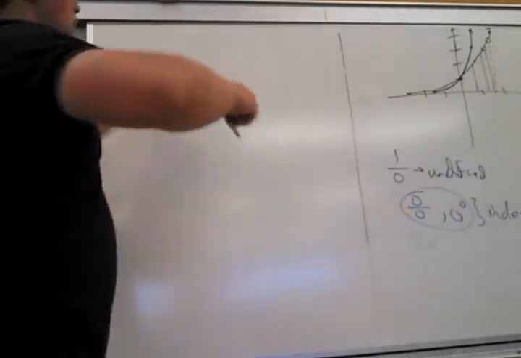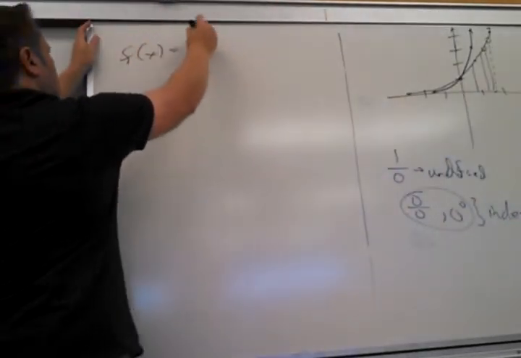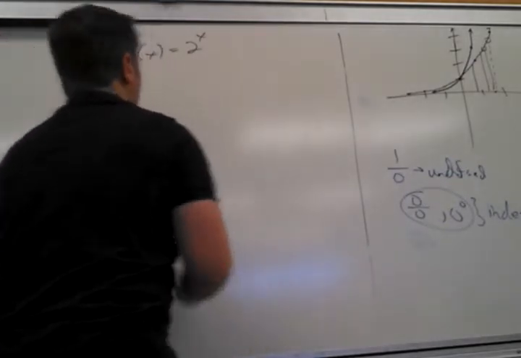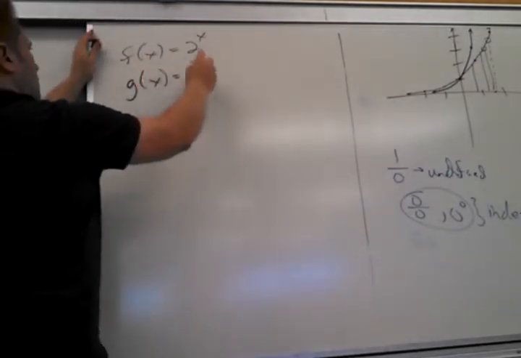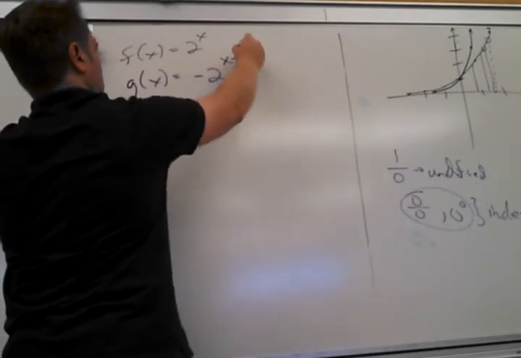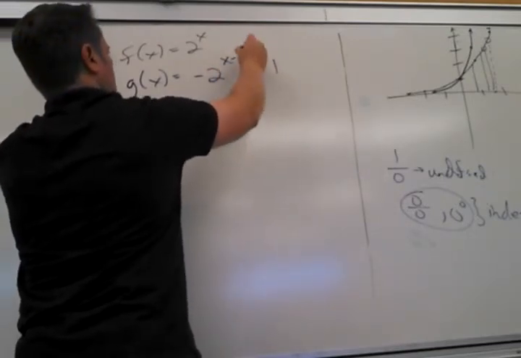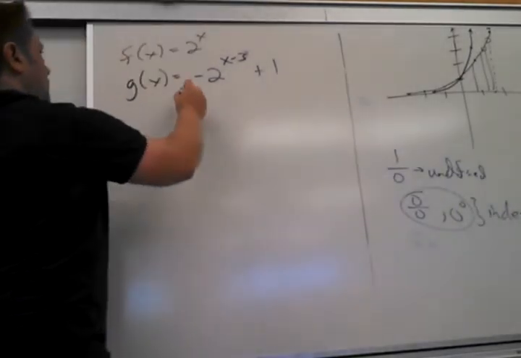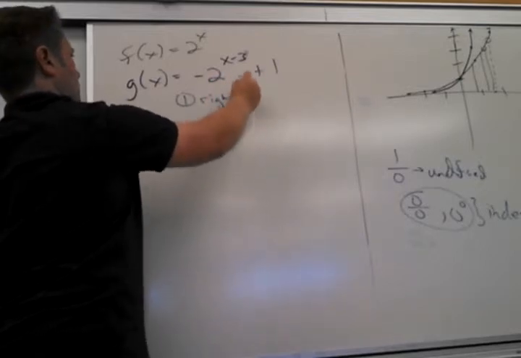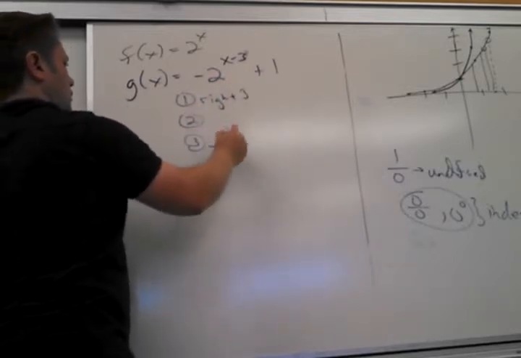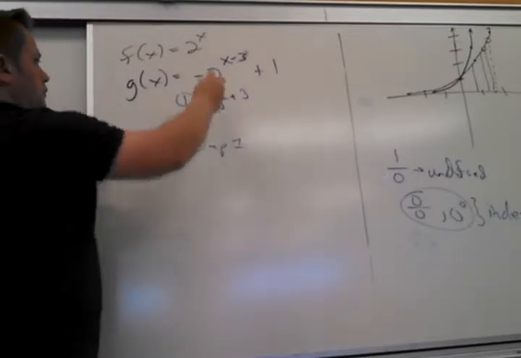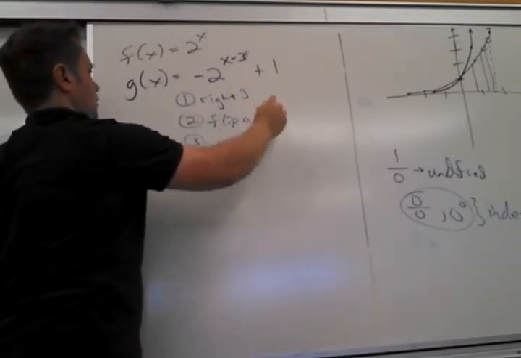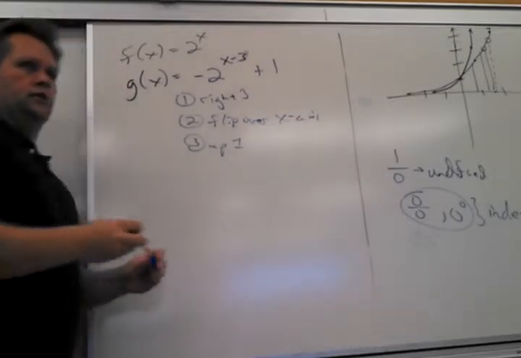So what we're going to do now is, every time we learn a new function, one of the first things we do is look at what it looks like. So we know what 2 to the x looks like. So what would that look like? Right 3, up 1. What would the shifts be? Right 3? Up 1? No. Flip it and stretch. Up 1's the last thing you do, right? Okay, go. Flip over the x-axis. Good, x-axis. I love it.